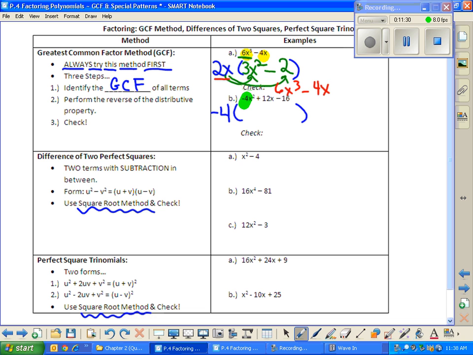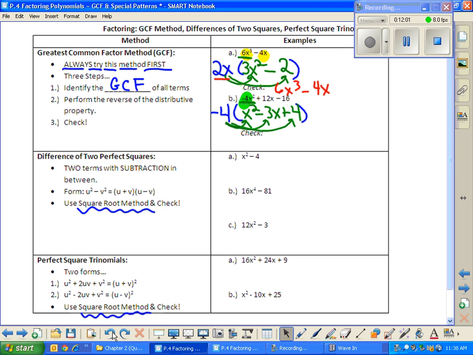Now I basically do that distributive property thing in reverse. So I have to ask myself, negative 4 times what gets me negative 4x squared? Answer there, x squared. And then I got to ask myself, negative 4 times what gets me back to positive 12x? It's going to be negative 3x. And then negative 4 times what gets me back to negative 16? That has to be a positive 4. So make sure you watch your signs when you do this.